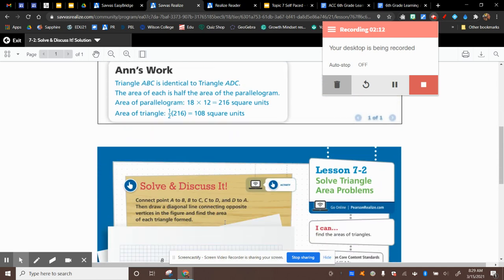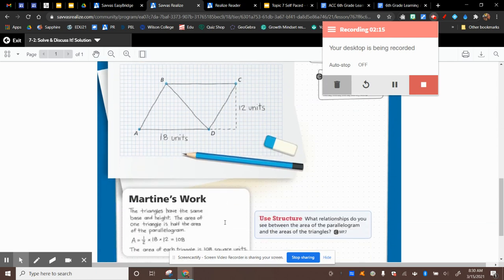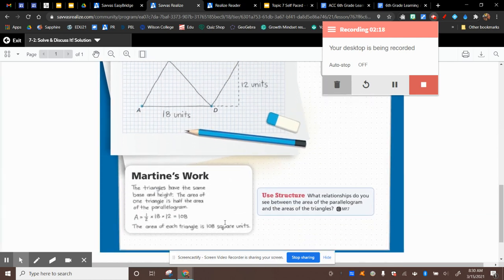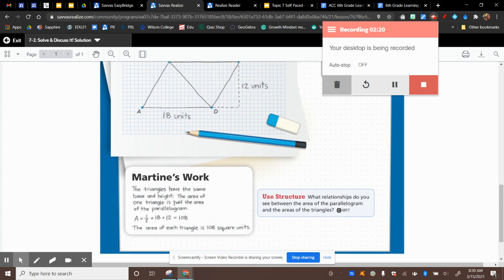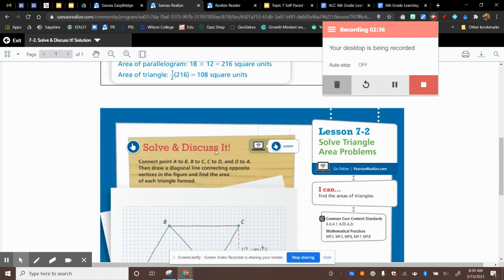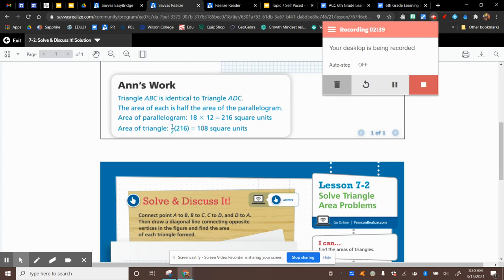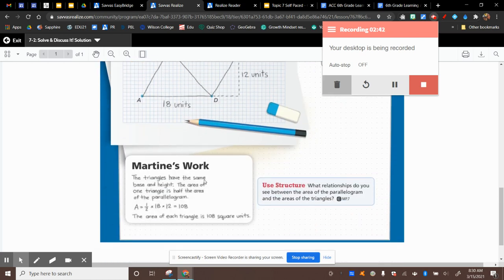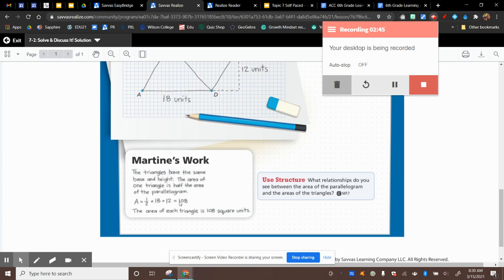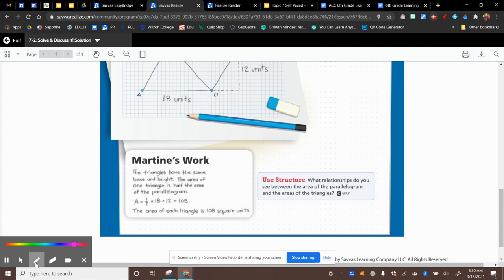There's another way that you could have looked at this problem. This is Martine's work. So it says the triangles have the same base and height, and the area of one triangle is half the area of the parallelogram. So Martine wrote 1/2 times 18 times 12. So they did the same thing, but up here, they first found the area of the parallelogram. So when we look at this 1/2 times 18 times 12, we get 108 square units. And that is where we're going to be looking today.